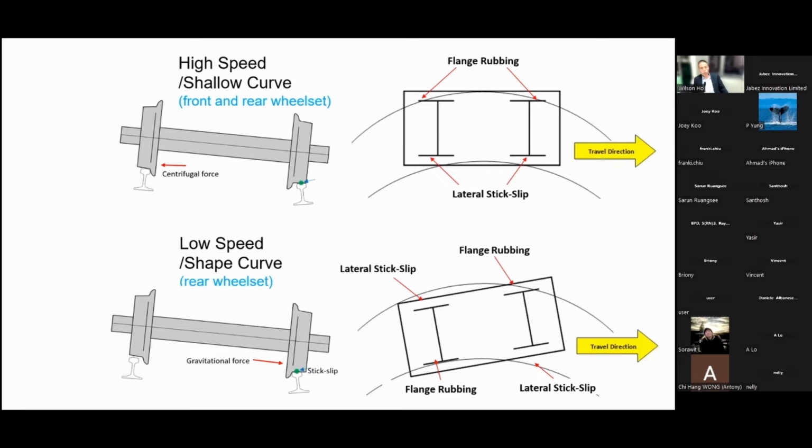Before we move on, we also need to notice there are two types of curving behavior. When the train runs at high speed, there is a centrifugal force pushing the wheel outward towards the high rail, such that both the front wheel and rear wheel touch the high rail. Then the low rail has lateral stick slip at both the front wheel and rear wheel. If the train travels at lower speed or on a sharp curve, then due to the gravitational force, the wheelset will move towards the low rail, such that the flange contacts at the low rail, like this. So there is flange rubbing at the rear wheel, and the lateral stick slip mostly happens at the front wheel, the inner wheel, the low rail.